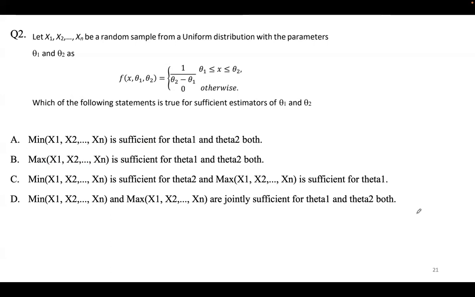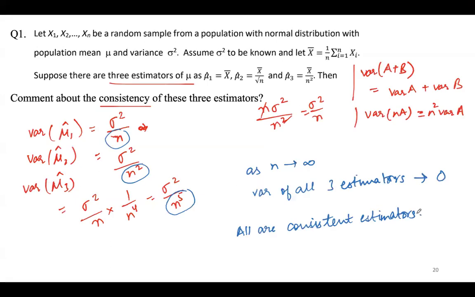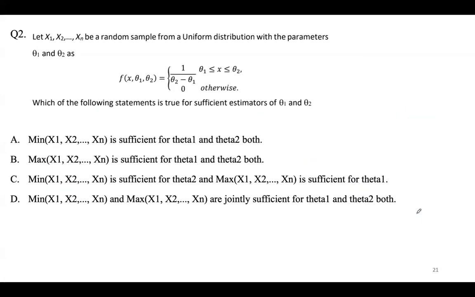Okay, so remember, sufficient estimators means that you need to use all the terms. All the information that you can have about x1, x2, x3, up to xn, all of that should be used. So out of these options, theta 1 is the minimum value, theta 2 is the largest value. So can you tell me which of these is correct?